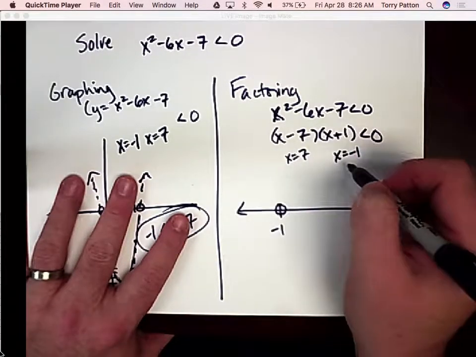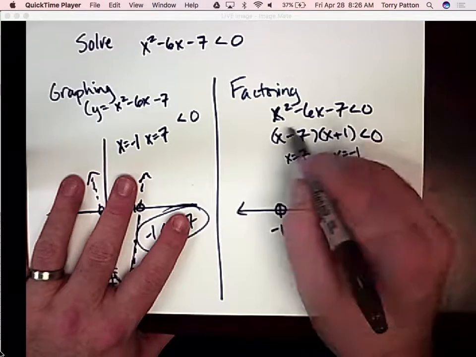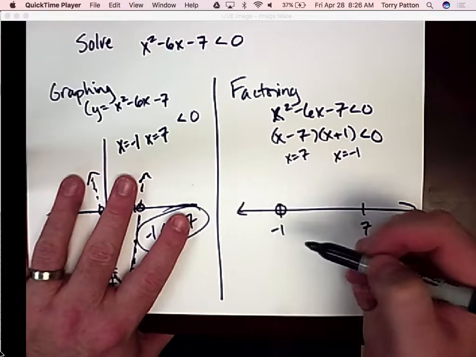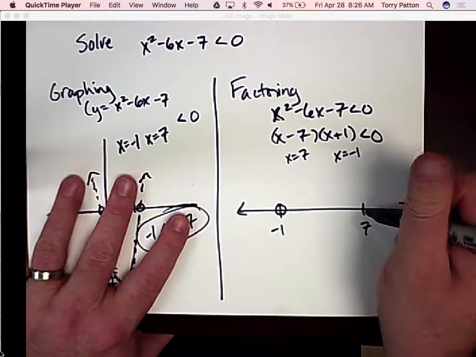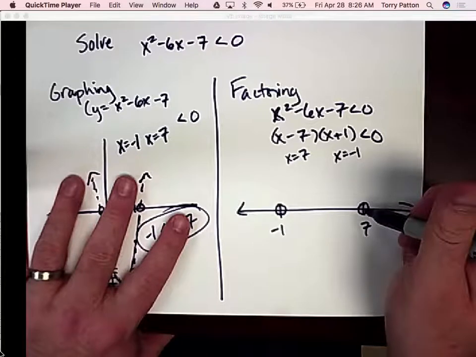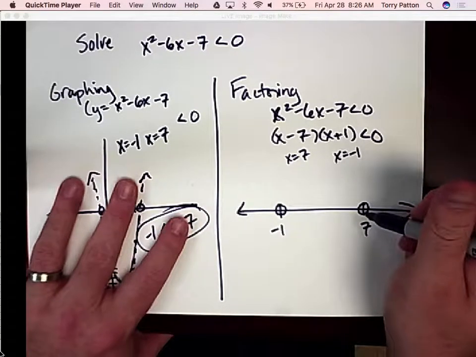No. At -1, this whole value is 0. Is 0 less than 0? No, so we don't color that in. What about at 7? At 7, we're 0. Is 0 less than 0? No, so we don't color that in.